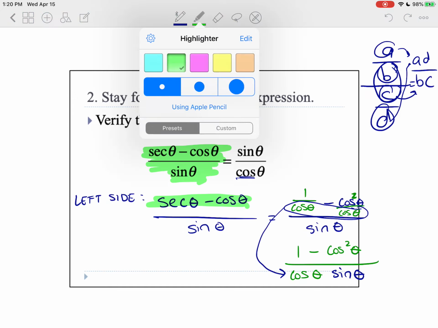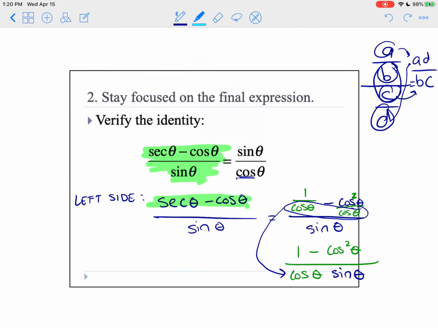Okay, so now looking at the numerator, let's do a different color here. Looking at the numerator, this numerator right here, that is looking like our first Pythagorean identity. Cosine squared plus sine squared equals 1. So that means that sine squared equals 1 minus cosine squared. And don't forget that this equal sign means that these two things aren't even different. They're the same. They're not even different things, okay?